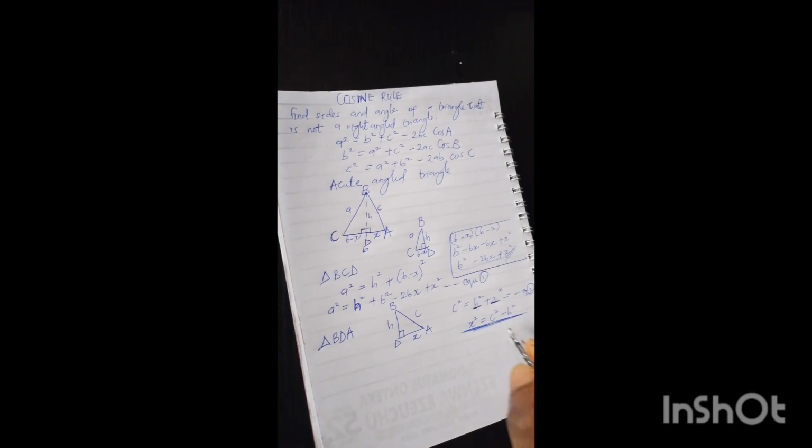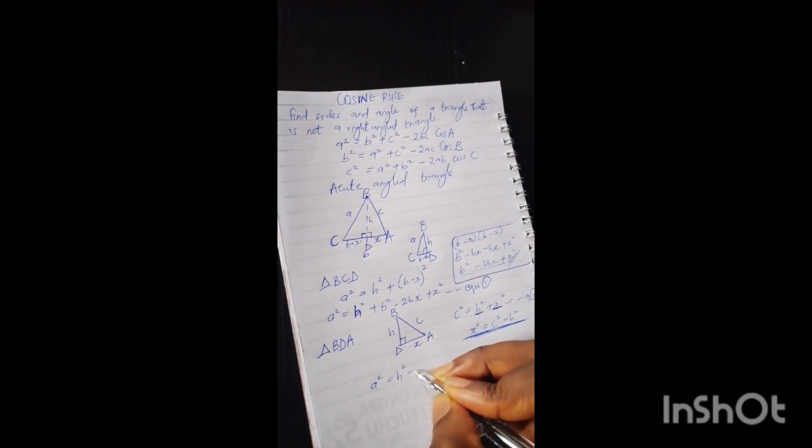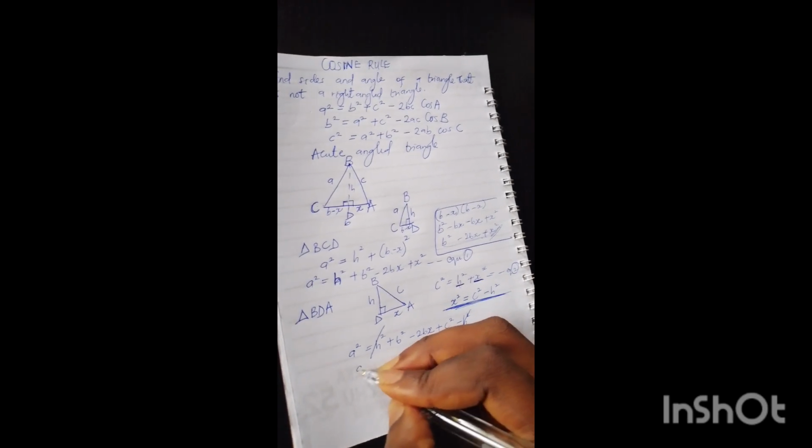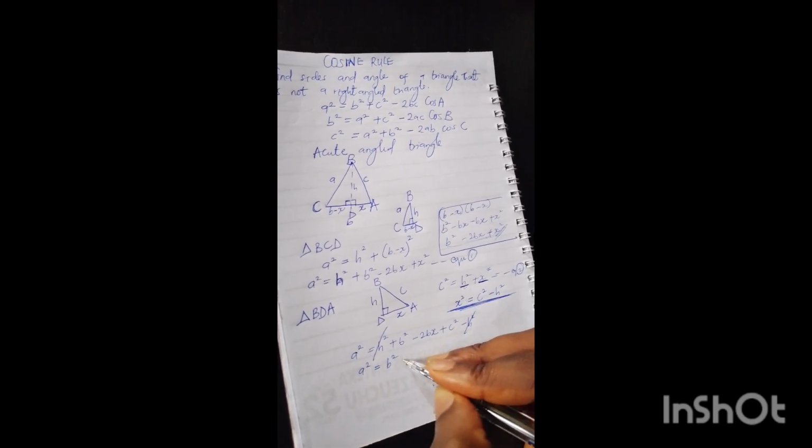And if I should substitute it, I'm going to be having that a squared is equal to h squared plus b squared minus 2bx plus c squared minus h squared. Now as you can see, I'm having h squared here and h squared here, but this is a negative one and this is a positive one. So these two can simply cancel out each other, and this is what I have remaining. So I can have that my a squared is equal to my b squared plus c squared minus 2bx.